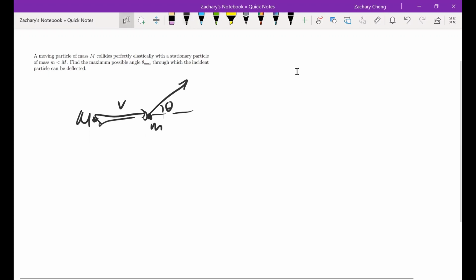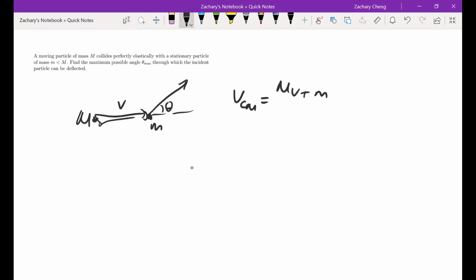So let's do this problem in the center of mass frame. It's pretty easy to find the velocity of the center of mass. That's just going to be big M v plus small m times 0, since the velocity of the smaller particle is 0, over big M plus small m. So this is big M over big M plus small m times v.